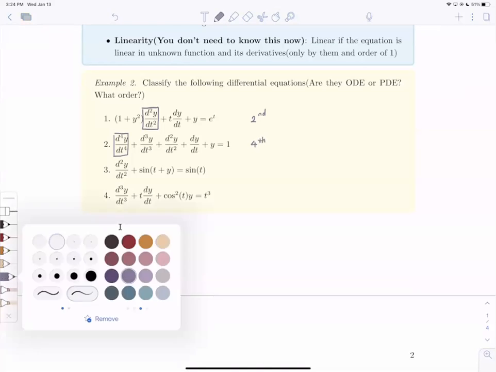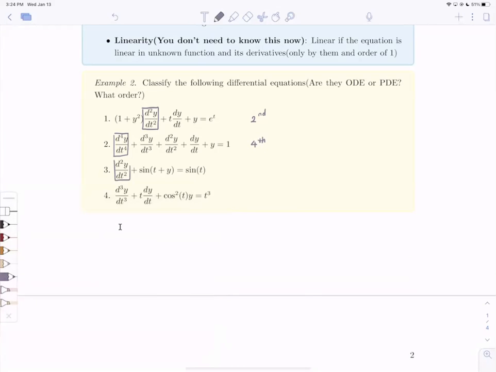The third one, we have this as well, so it's second order. And the last one, we have this, which is the highest derivative, so we have third order. All right, any question? So far, should be really simple. Any question at all? Okay, if no question, type your favorite emoji in the chat so that I know I can move on. Yes, for all ODEs, we look for the highest order, exactly.